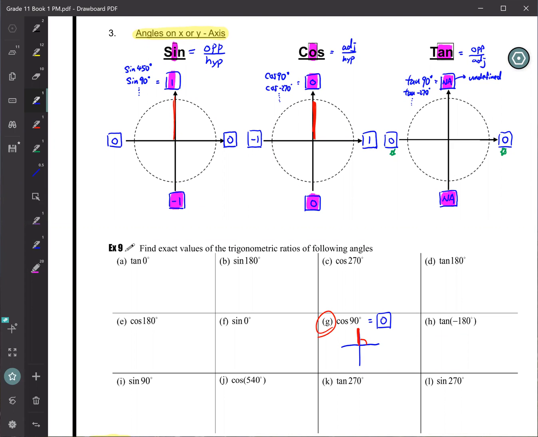So let's try one more. Let's say I want to do sine 0, question F. 0 degree will be here, and this question is a sine. So sine 0 will be here. You look at the chart on the top. So the answer is 0.